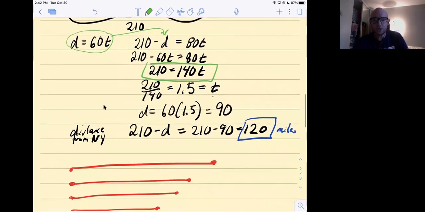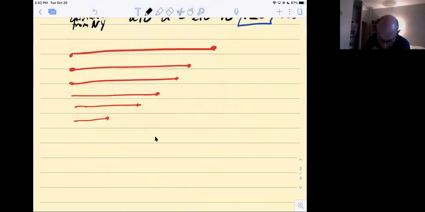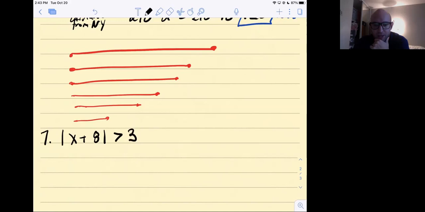All right, let's go. I want to see how many people got to practice this. How many of you got this inequality? This was number 7. So how many of you got this one? X plus 8, absolute value, is greater than 3. Awesome. Yeah, message me what interval you got here.